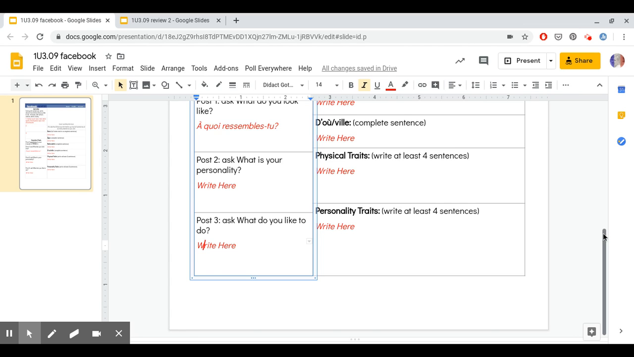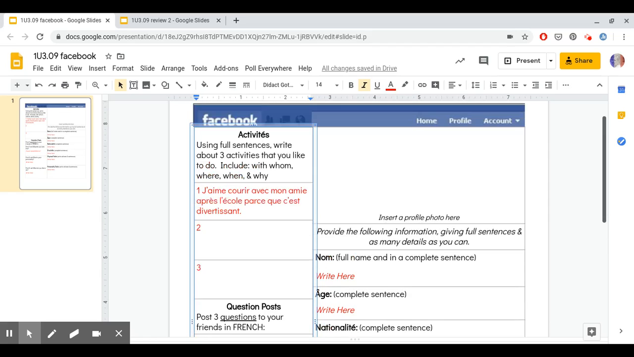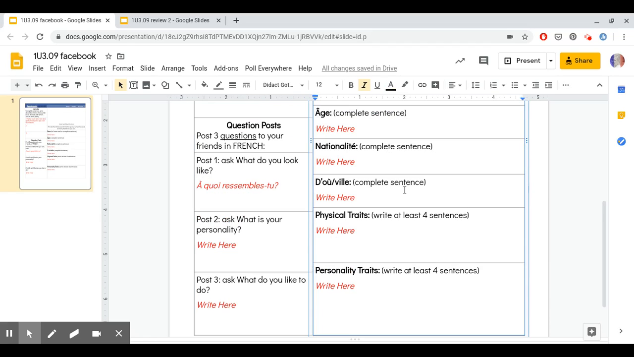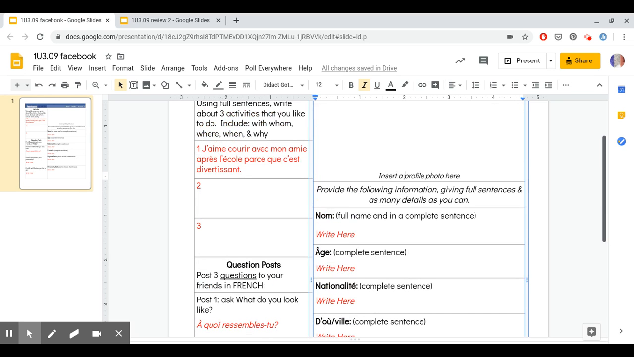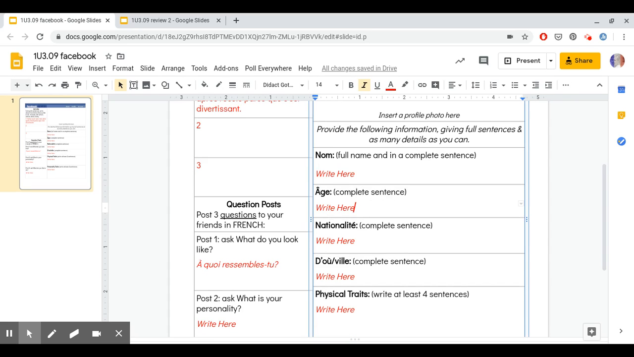So let's look at the right-hand side. You get to insert or draw a profile picture of yourself, real or imaginary. And then you're going to fill these out in complete sentences. So for your name, you're not just going to write Jane Doe, you're going to write Je m'appelle Jane Doe. For your age, you're not just going to write 13. You're going to write, j'ai 13 ans, and so on.